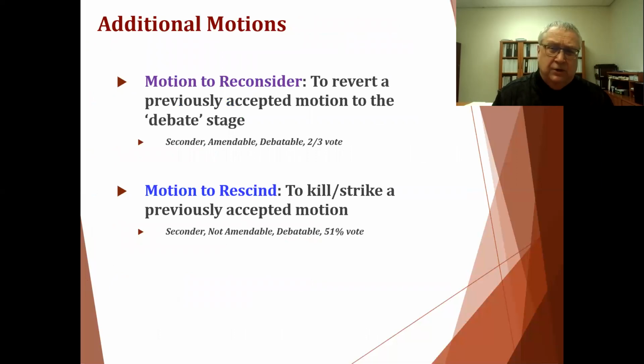Of course, motion to reconsider anything that was done in the previous meeting. Let's reconsider it. Basically, it takes that motion back to the debate stage. Motion to rescind kills it. Whatever the issue is, maybe last week we agreed to increase dues by 10%, but this week, motion to rescind, and it's stopped. And so that's the idea of this type of motion. A seconder is required, it's not amendable, it's debatable, and 51% needs to approve.